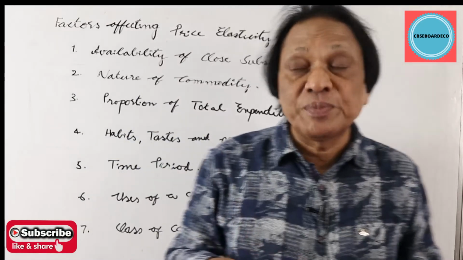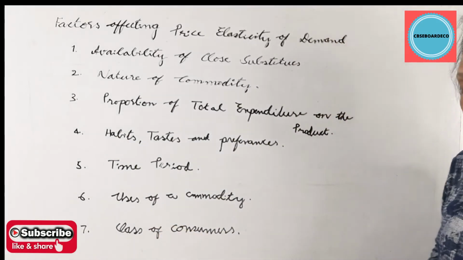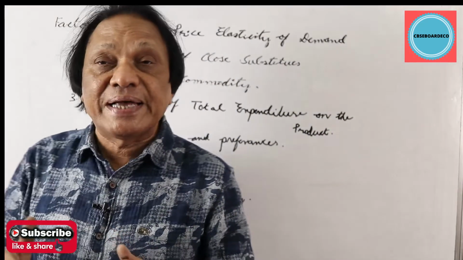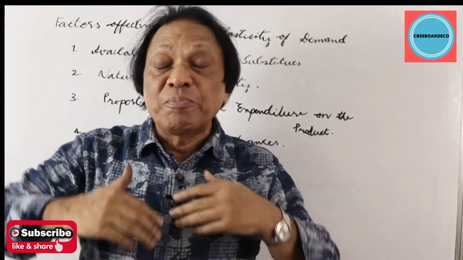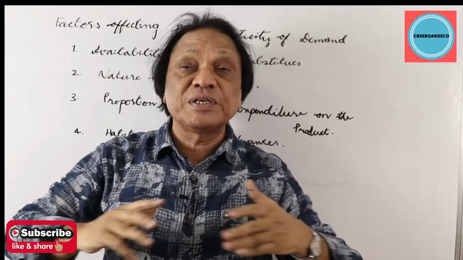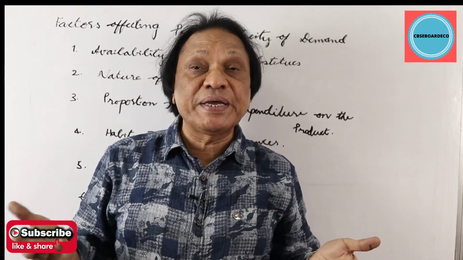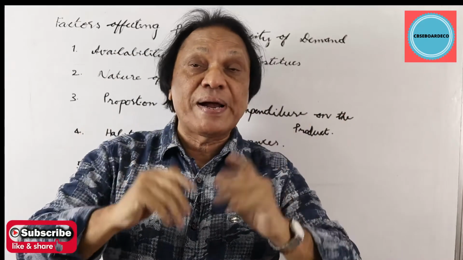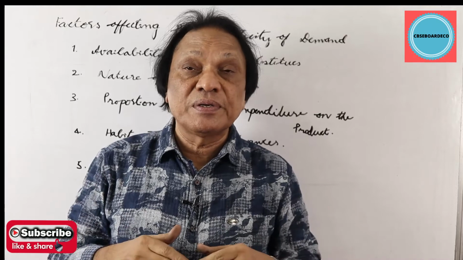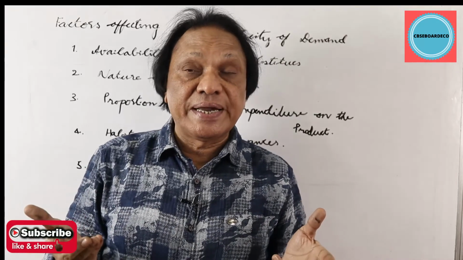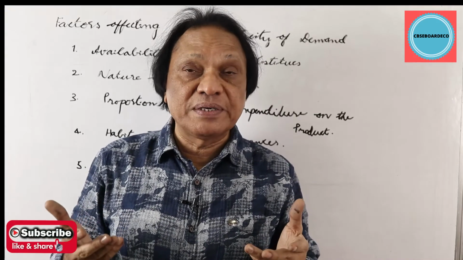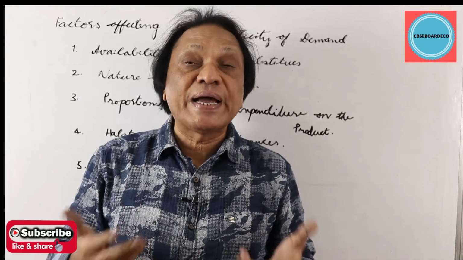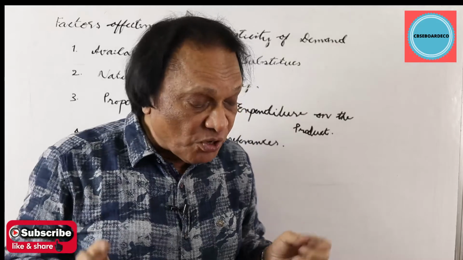And class of consumers, the last point. Very rich and very poor people always have inelastic demand. Why? What is the reason? Very rich people have everything in the world, so it does not make any difference for them if the price of the commodity comes down or goes up, they still buy. And very poor beggars have no money to buy any commodity, so they have inelastic demand. So I'll sum it up.